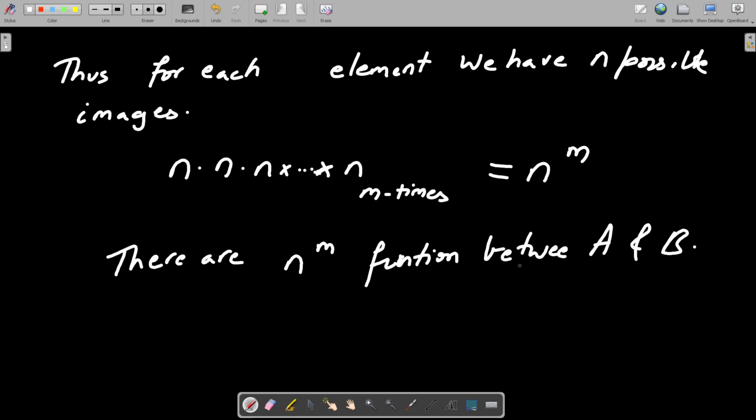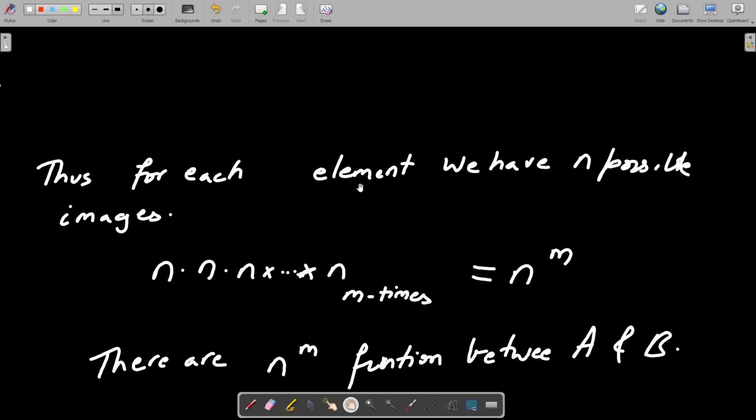And different functions between A and B. Please write it.